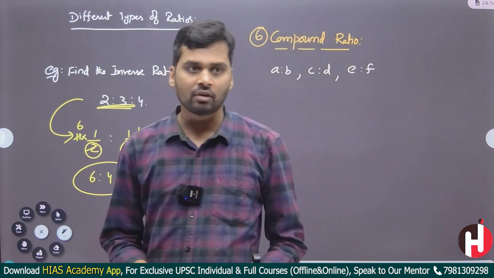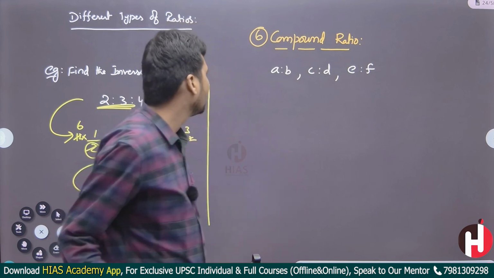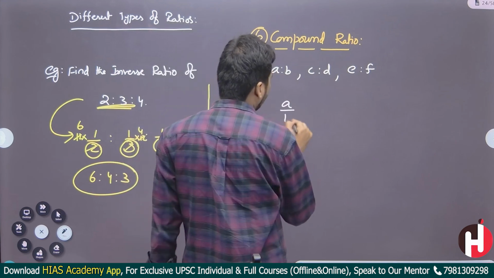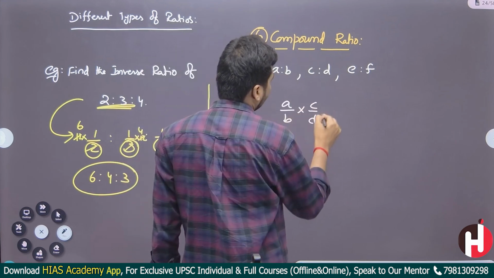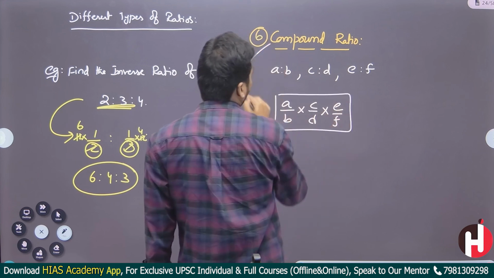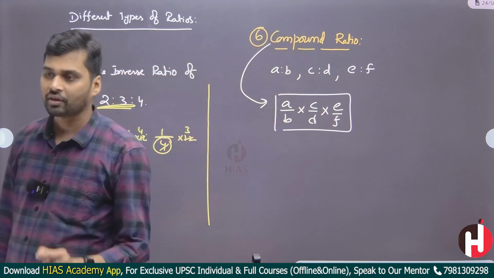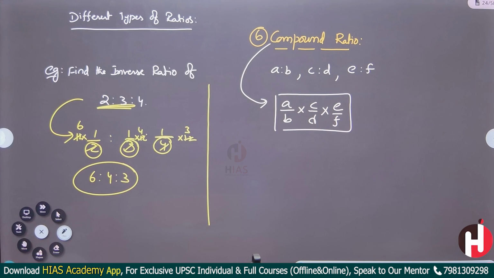It's nothing but the product of all the ratios. Whatever ratios are given, for all the given ratios, we take the product. Compound ratio means A by B into C by D into E by F. Suppose 3 ratios are given, A is to B, C is to D, E is to F, then the compound ratio is nothing but, since a ratio can be written as a fraction, A by B into C by D into E by F.